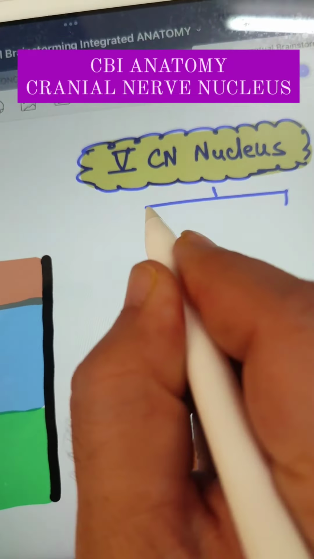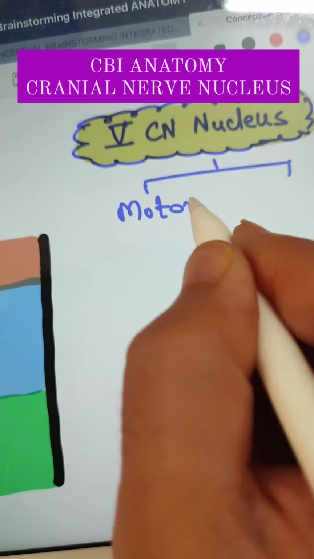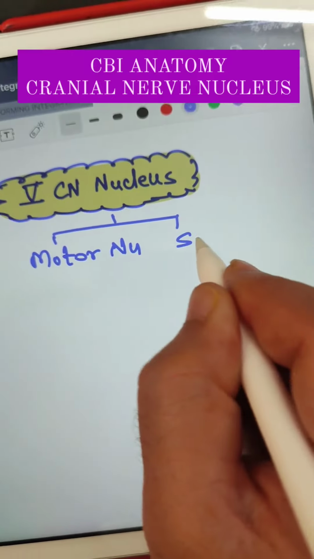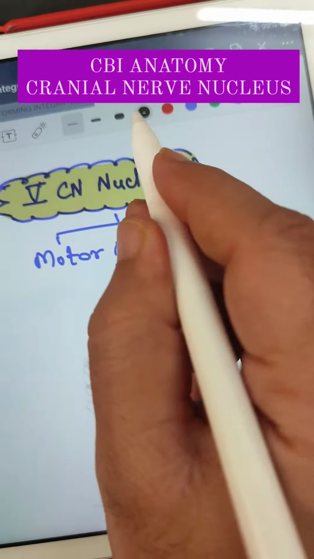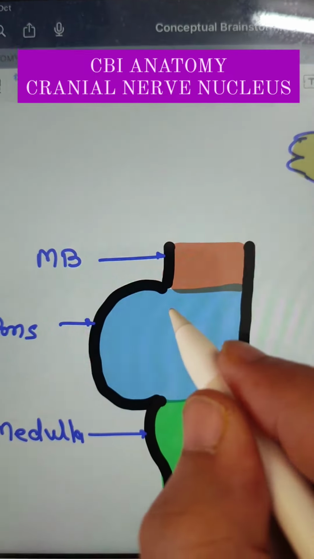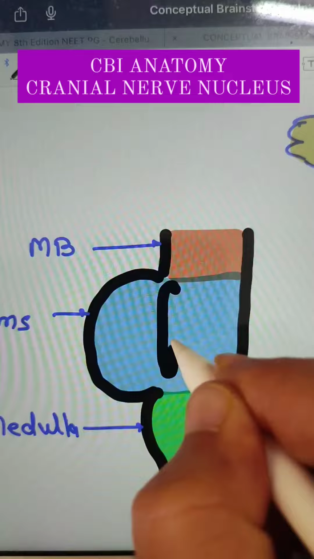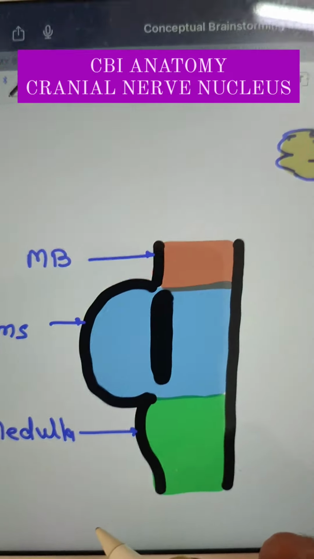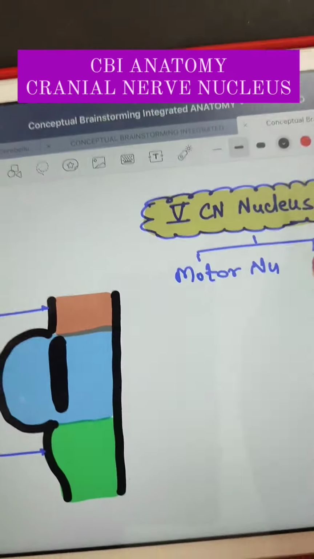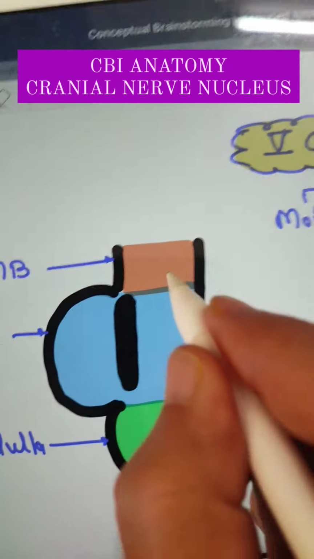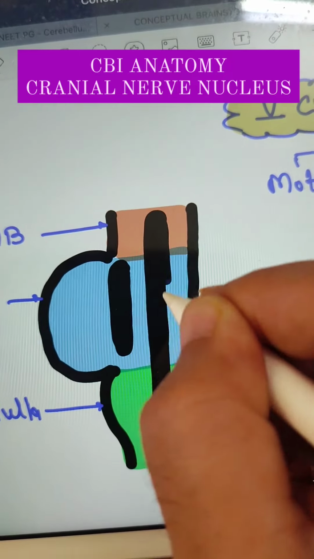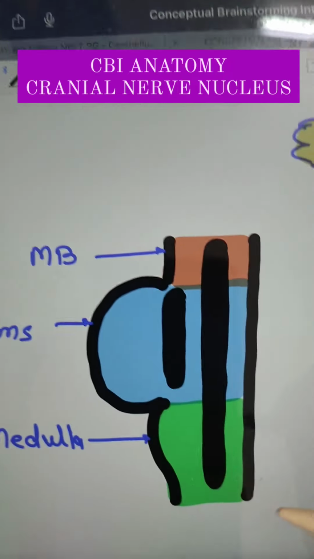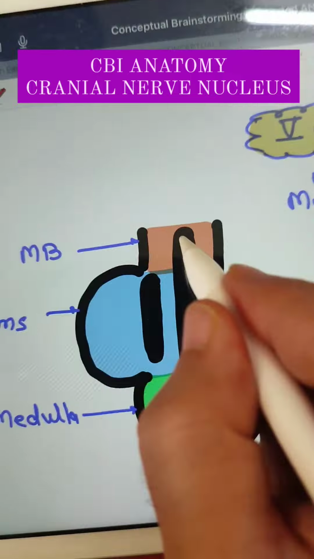Now, the fifth cranial nerve nucleus has two different parts. One controls the motor activity, the motor nucleus, and another controls the sensory activity, the sensory nucleus. Remember, the motor nucleus is located only and only within the pons. While the sensory nucleus has three different parts. What are the three different parts? One is within the midbrain, another part is within the pons, and one more part is within the medulla.